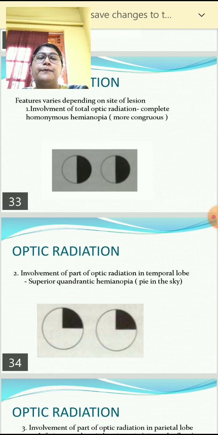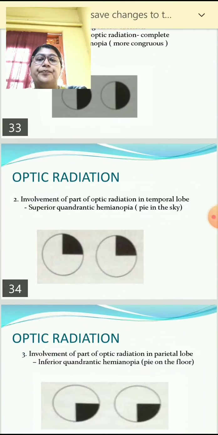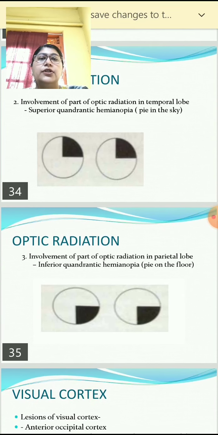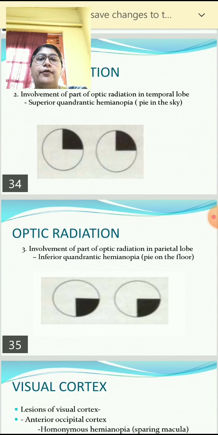This is also known as pie in the sky. And if there is involvement of part of the optic radiation in the parietal lobe, we have inferior quadrantic hemianopia. You see, just a quadrant is involved in one eye. So it is inferior quadrantic hemianopia, it is pie on the floor. So pie in the sky and pie on the floor.